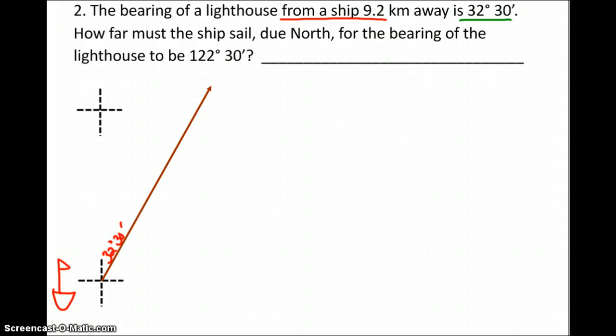And our ship is going to be sailing due north. And when our ship gets to that spot, the lighthouse is now at a bearing of 122 degrees and 30 minutes. So I need to start north, go past the 90, 32 degrees and 30 minutes.